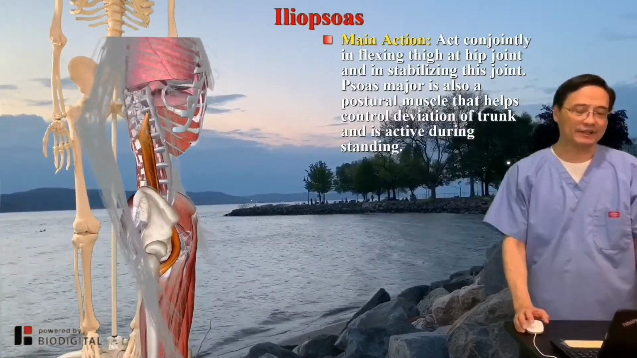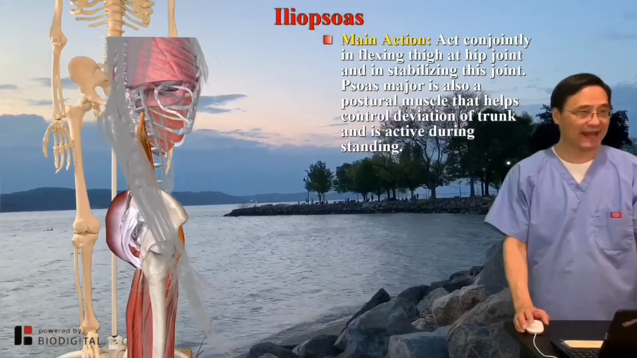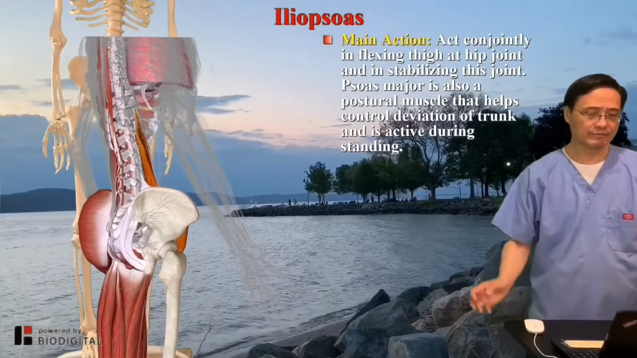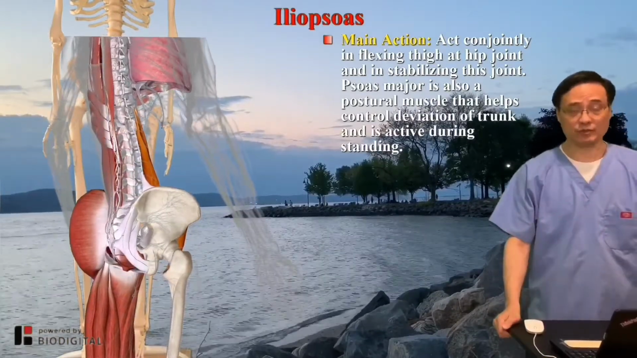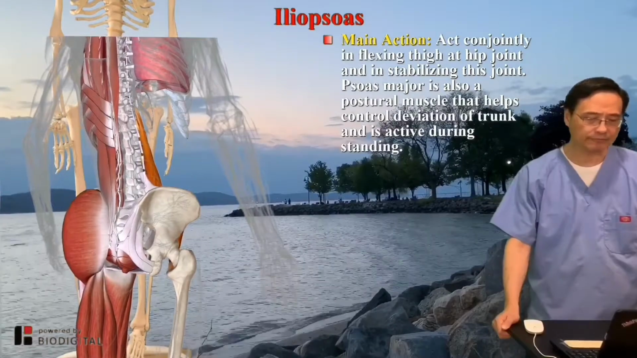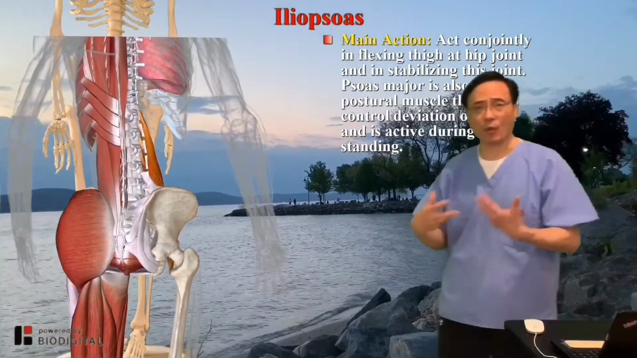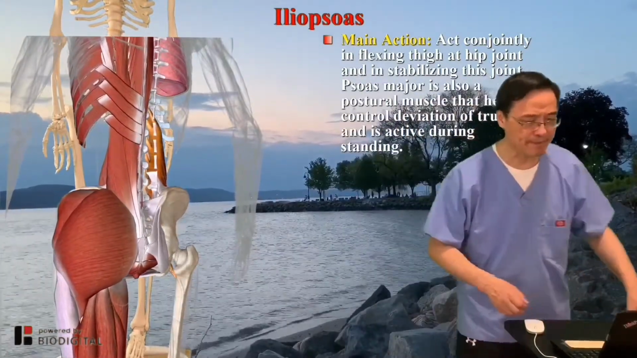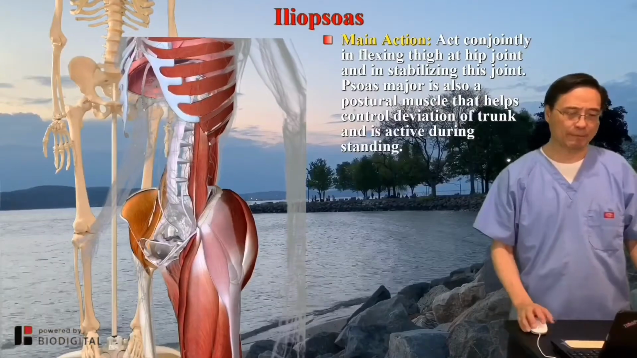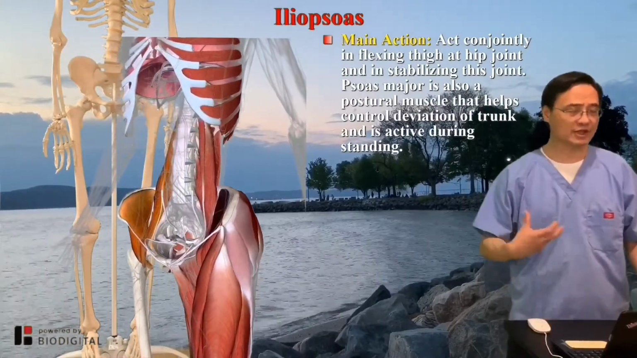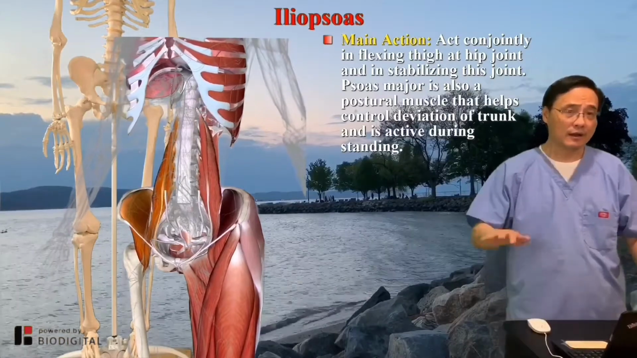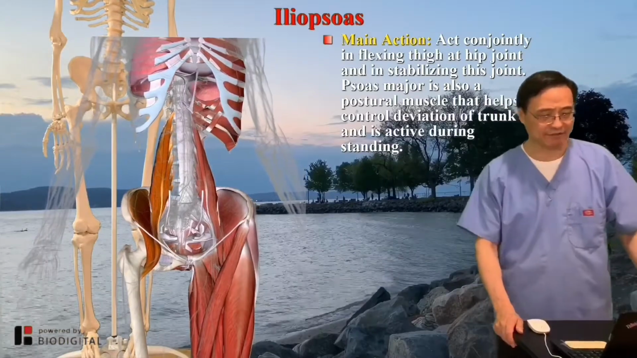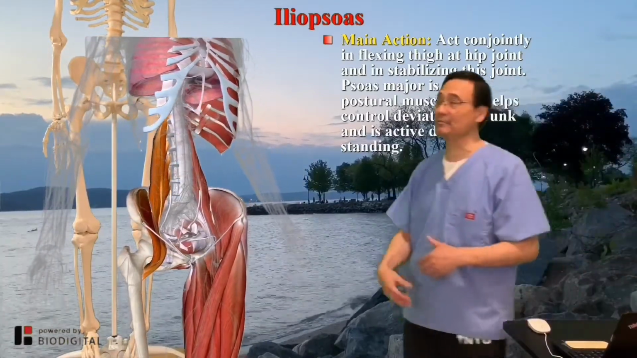They are active conjointly in flexing our thigh, and also stabilize this joint. It's very important to stabilize this joint, especially during ambulation when you're walking, you really need your hip joint to be stabilized and also control your trunk. So this is also a very important posture muscle that helps to control the deviation of the trunk. It's also active during standing, keeping our balance.